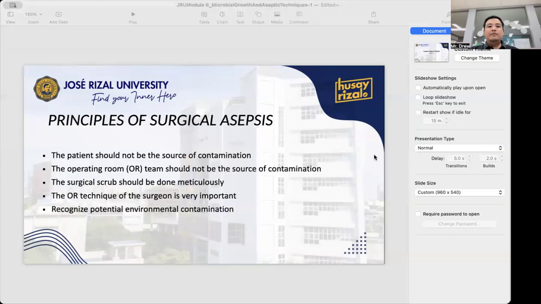Next will be the principles of surgical asepsis. In operating rooms, even tiny errors can cause infections. So the patient should not be the contamination source. The surgical team must follow strict hygiene. Surgical scrubs must be done properly. Recognize and prevent environmental contamination. Even a small mistake can cause a serious post-op infection.